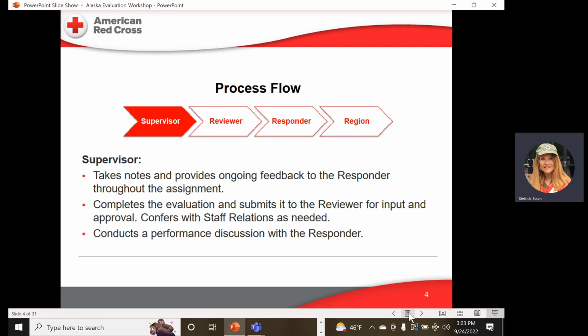Conducts a performance discussion with the responder. There are a number of times I've received an evaluation, but no discussion. There have been discussions, from time to time, just offhand, but not sitting down with the supervisor and really discussing the performance evaluation, which is really important.